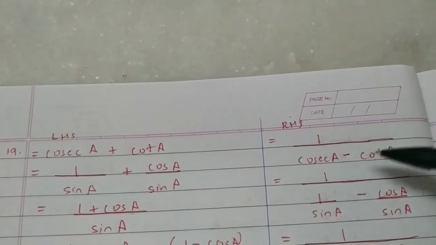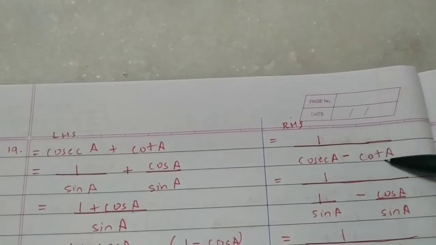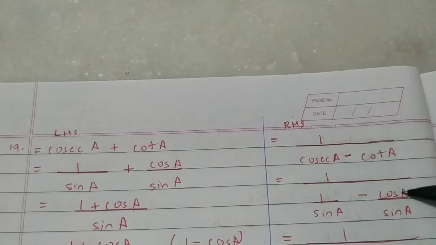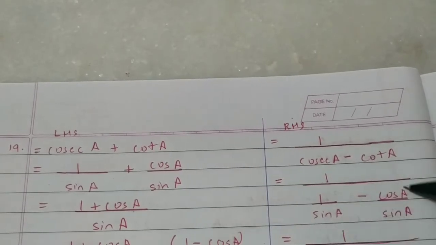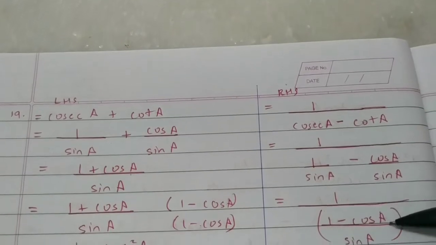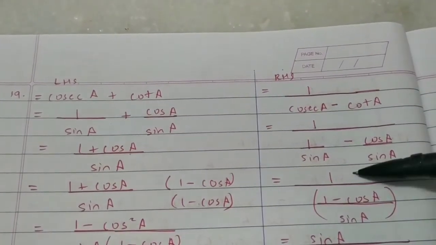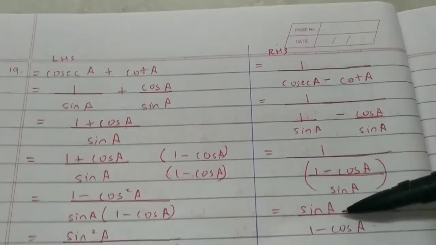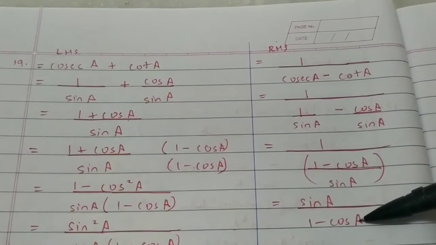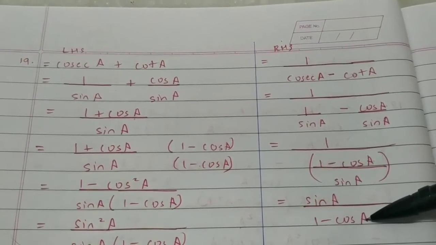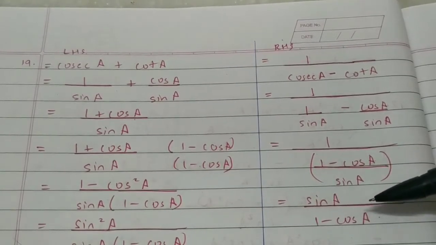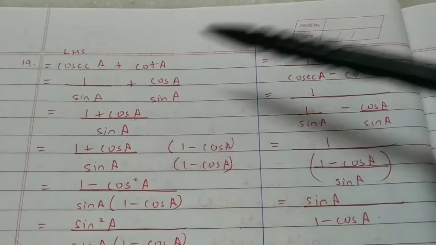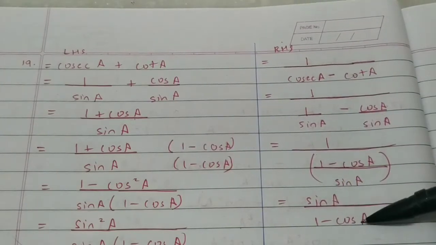Let's see what happens. So even here, convert it into sine and cos. So that's 1 upon sine A minus cos A upon sine A. All this is in the denominator. Take the LCM, and the sine A goes up. You know, the denominator goes to numerator. And we get sine A upon 1 minus cos A. Now, that's not equal to what we got here. Here we got 1 plus cos A upon sine A, and here I'm getting sine A upon 1 minus cos A. They are not even reciprocals.